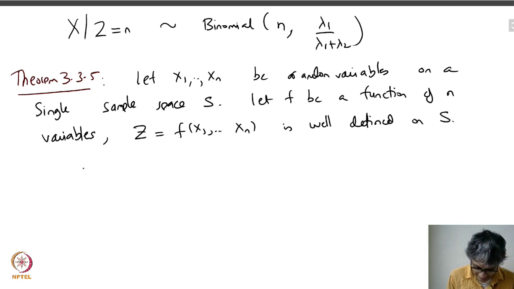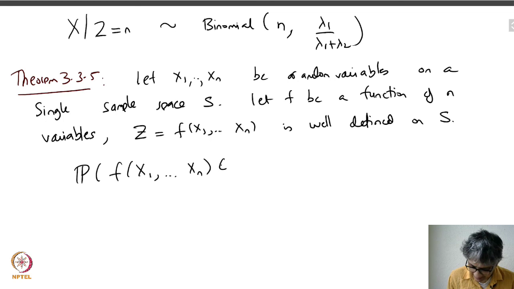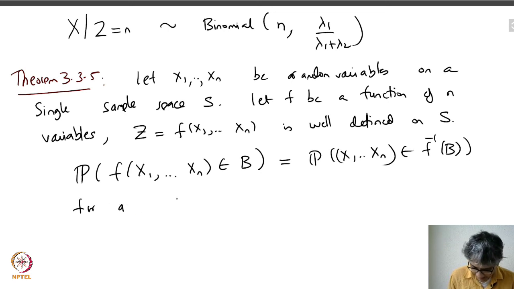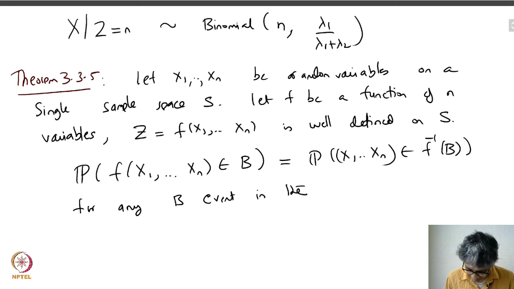So the key thing we used in all the examples was we try to understand the probability that f of X1 to Xn is in an event B on the real line. That was the same as the chance that X1 to Xn was in the event f inverse of B. That's exactly what we use in this whole example, for any event B in the range.